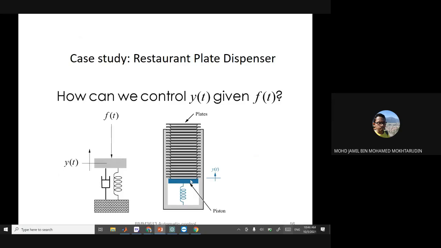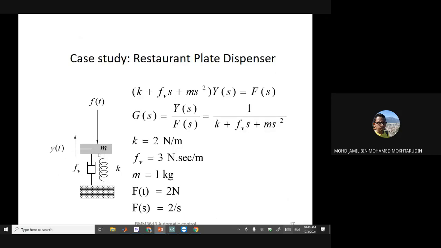Okay, we go back to our case study introduced at the beginning of this lecture, which is about the restaurant plate dispenser. Okay, so from this system given to you, then you can derive the transfer function. So first you need to identify the input and output, which is the input is the force, output is the position of the box. Then you can draw the free body diagram.